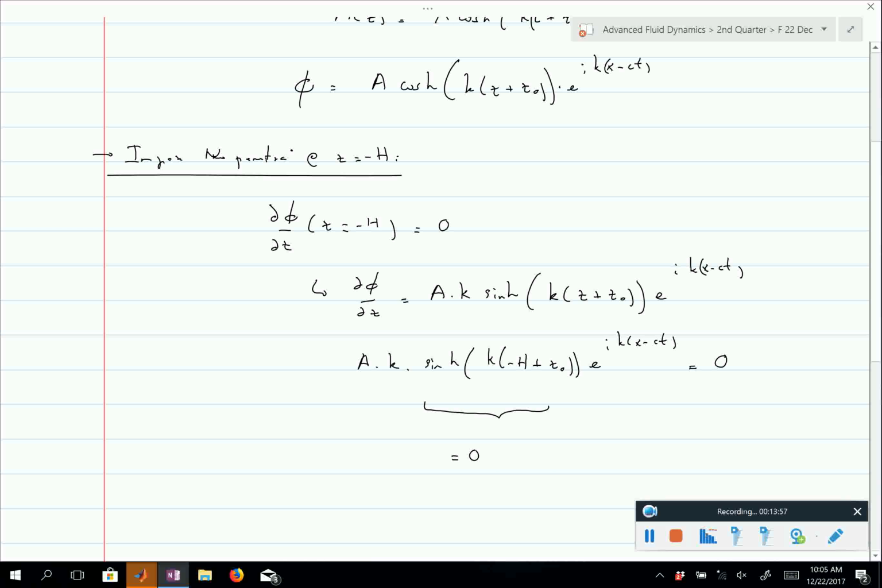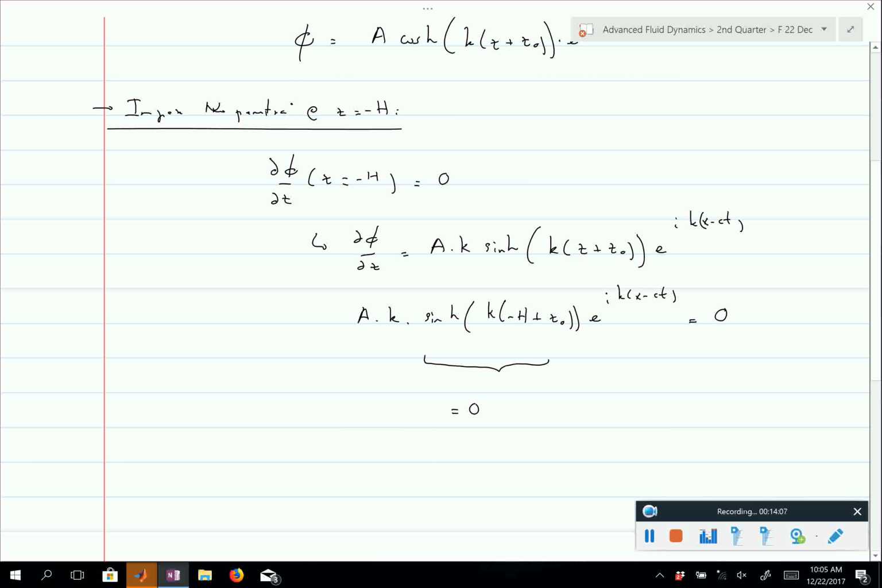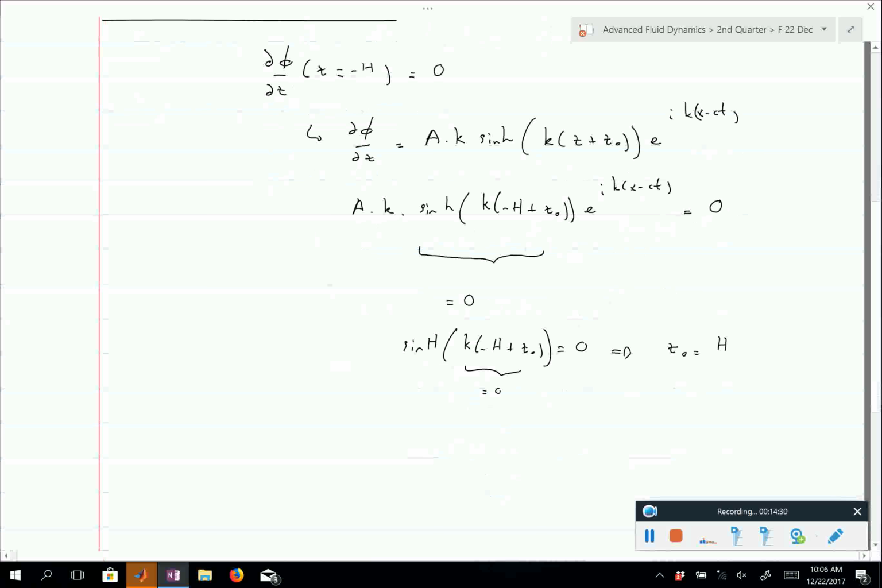And then if you remember, the hyperbolic sine works like the sine: hyperbolic sine of 0 is equal to 0. That's what you have to remember. So one way of making this hyperbolic sine equal to 0 is if z naught is equal to h, right? So if whatever is in there is equal to 0.